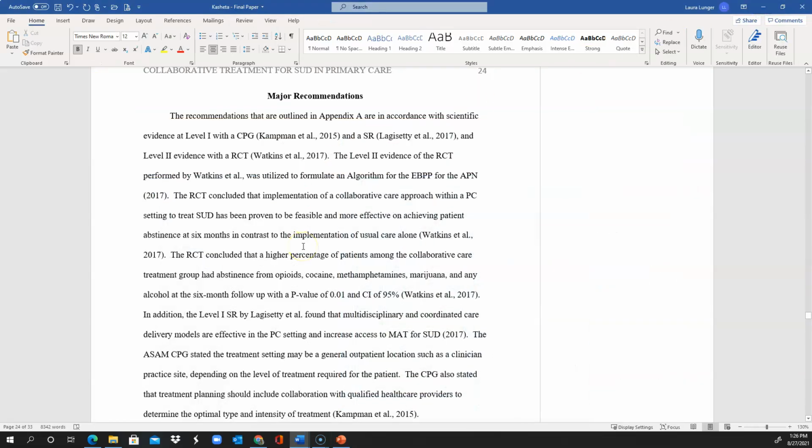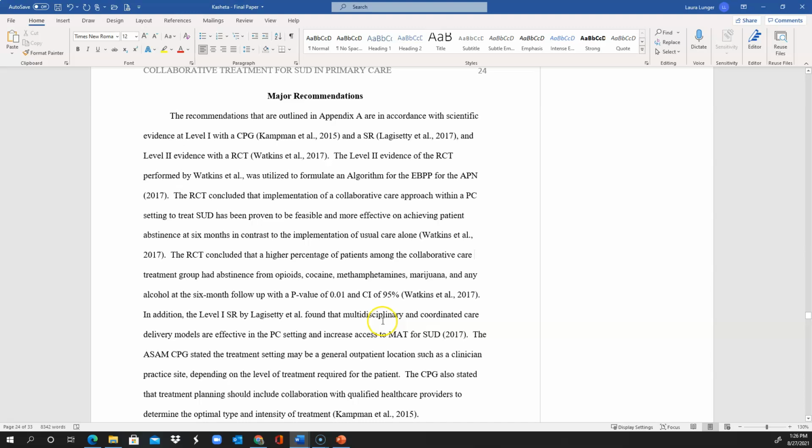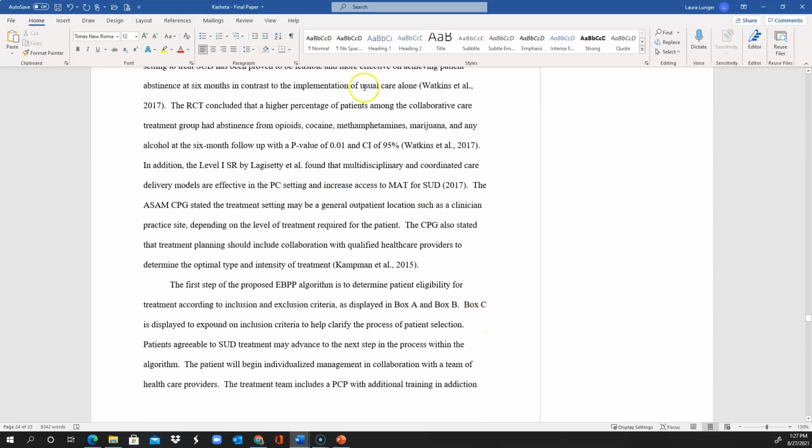And then this is her major recommendations paper that goes along with the algorithm that I just showed you. What she starts with is what the appendix is actually in accordance with. So what levels of evidence did she base her algorithm off of? And then she goes into a little bit of an introduction to her actual algorithm. She brings in some percentages, p-values and confidence intervals, as far as how accurate this information is. And then she also talks about how it has to be in the primary care setting to increase access for these patients. So she just gives a nice little background.